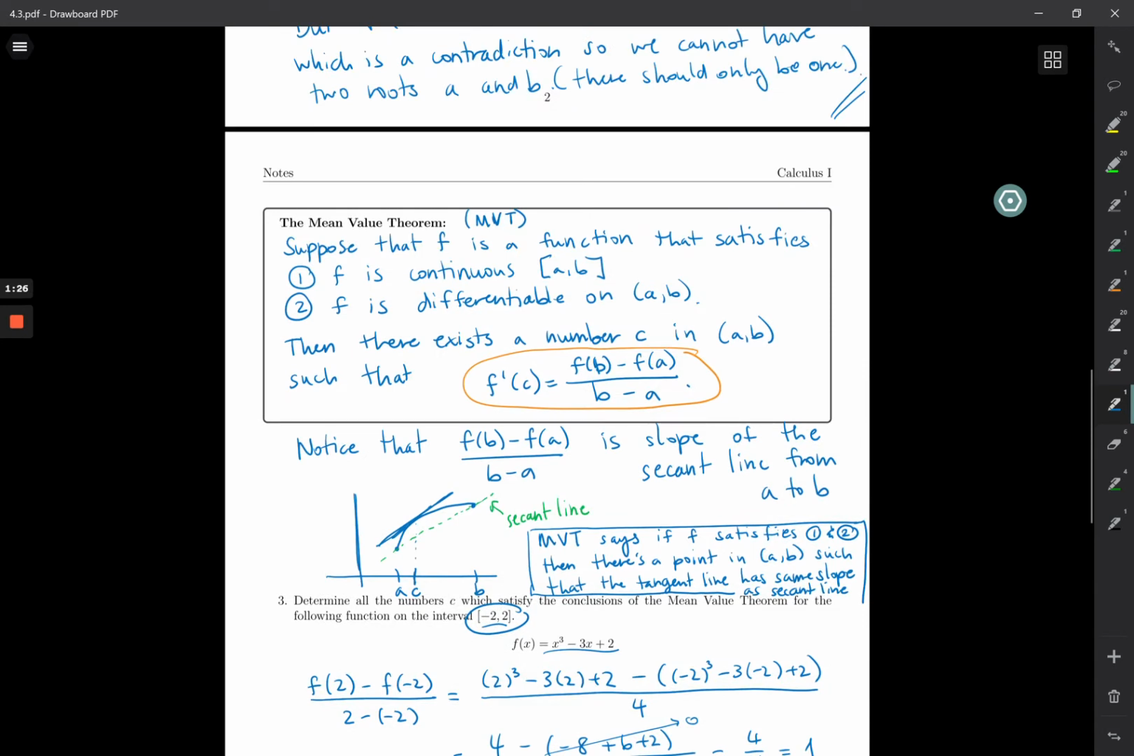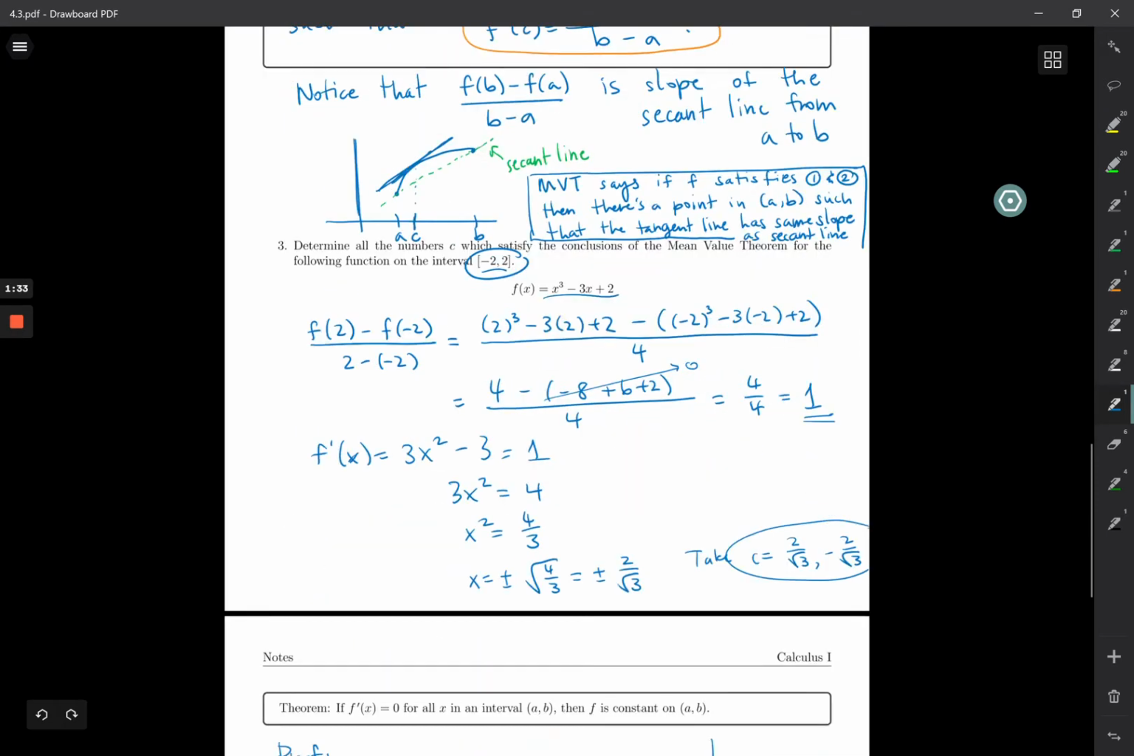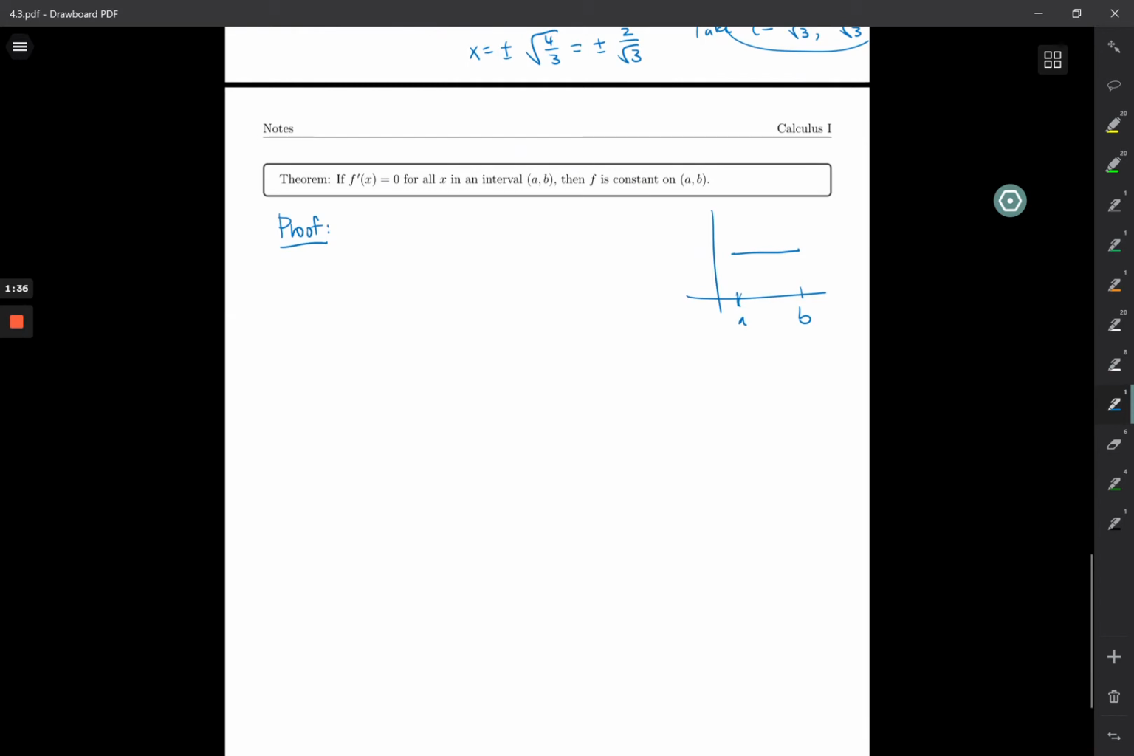Remember, there were two of them: that f is continuous on the closed interval a to b and differentiable on the open interval a to b. Notice that we're given that f prime is equal to 0 on an entire interval, and if it's equal to 0, then it must exist there, right? So f prime exists on the open interval a to b.